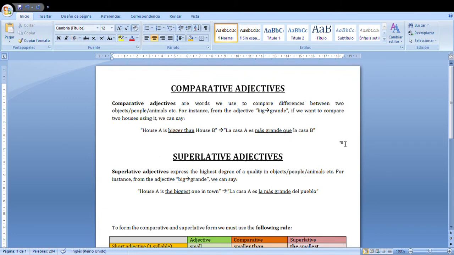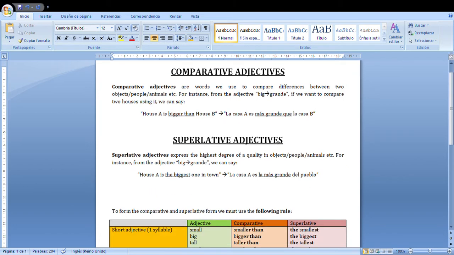For example, we could say with another adjective that you may think of, tall, okay? We could say this tree is taller than that tree, taller than. That in Spanish would be este árbol es más alto que el otro. Very easy, very simple. And then you will see that the superlative is exactly the same.